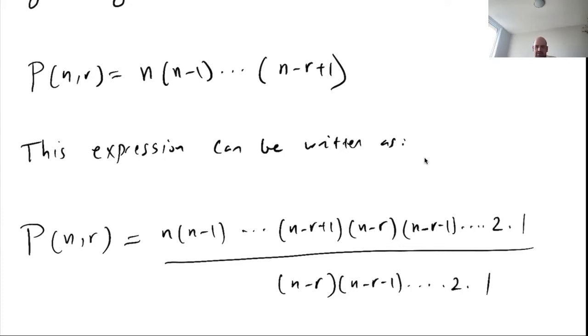Do you agree? Look at these expressions. The only thing that I did here is that I multiplied and divided by this expression, (n minus r) times (n minus r minus 1) all the way to times 2 times 1.